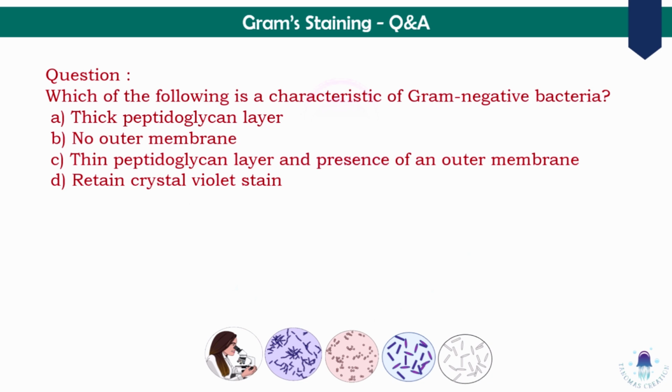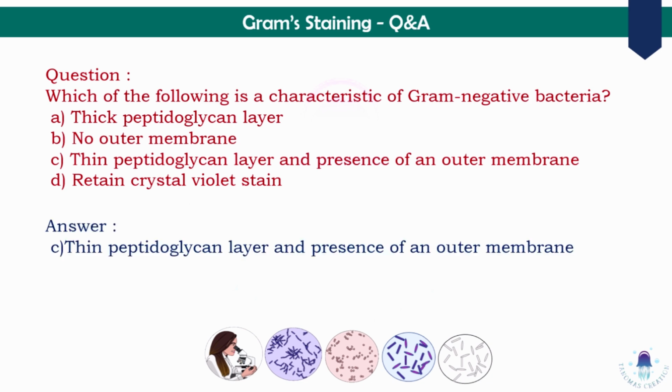Question: Which of the following is a characteristic of gram-negative bacteria? Option: A. Thick peptidoglycan layer, B. No outer membrane, C. Thin peptidoglycan layer and presence of an outer membrane, D. Retain crystal violet stain. Answer: C. Thin peptidoglycan layer and presence of an outer membrane.